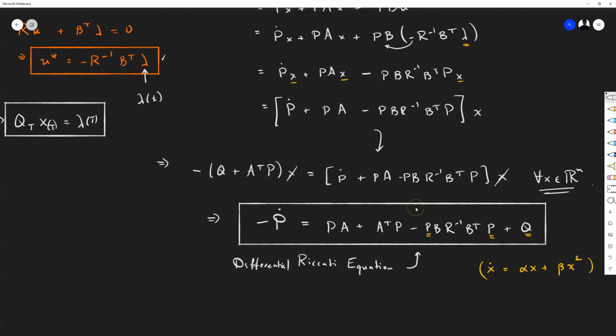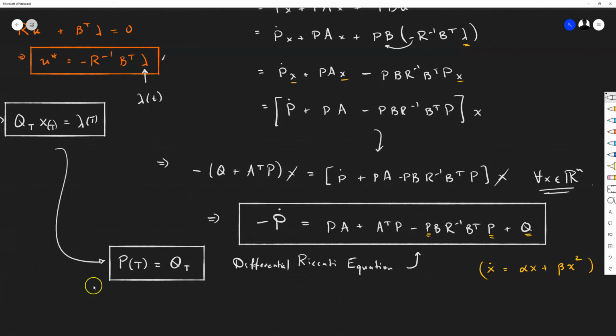It has to have some kind of initial or terminal condition. And we see that from exactly here. And from this, we see that this matrix P at the terminal time has to be equal to Q. So we have a differential equation for the Riccati matrix P, and it has a terminal condition.